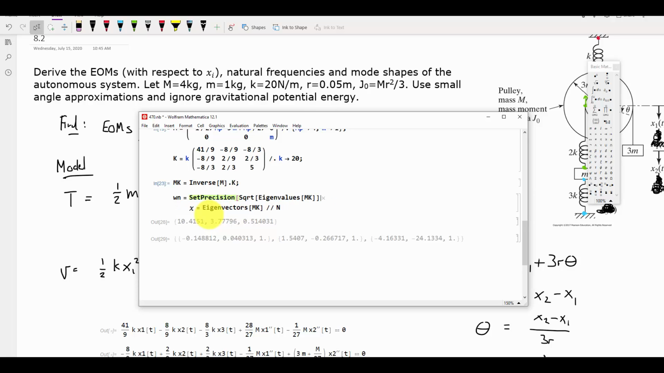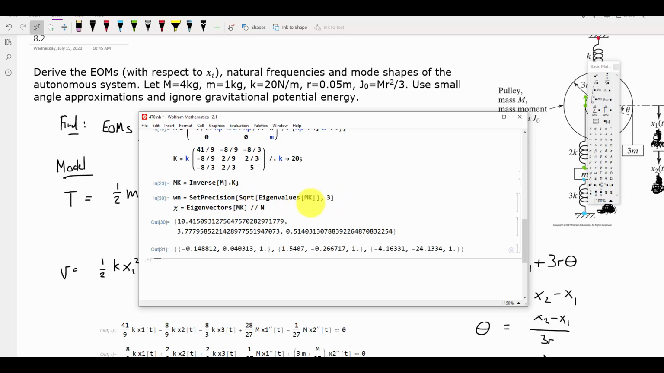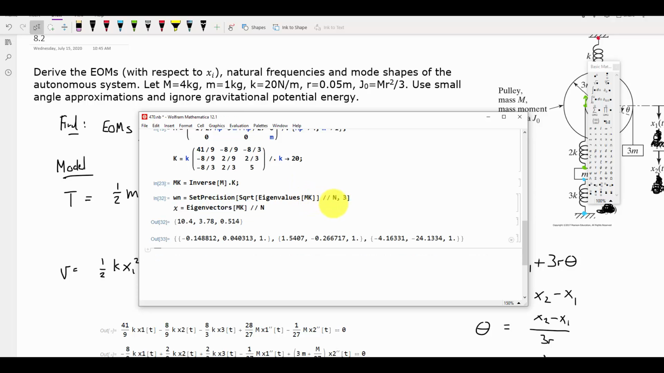Actually, I don't even need that N now. So the SetPrecision is going to say, do this calculation and only display 3 significant digits when you do so. And that didn't work quite as expected. Okay, now it does. I'll leave that //N in there. And then the same thing here. I only need to look at 3 digits for the mode shapes too.